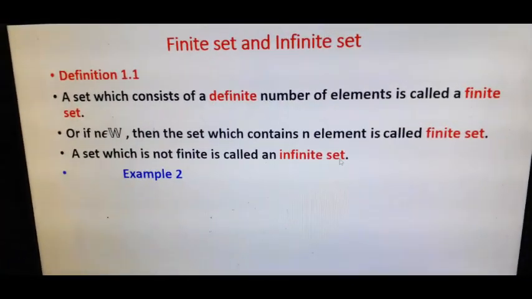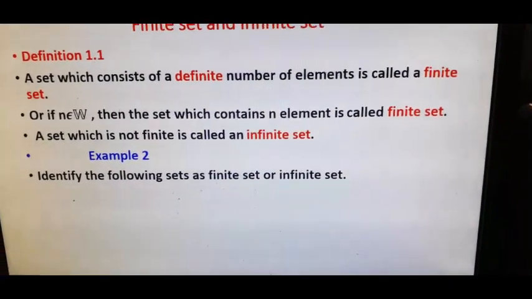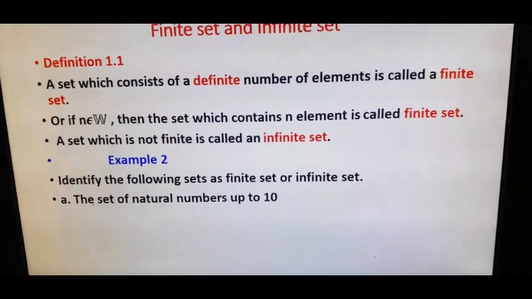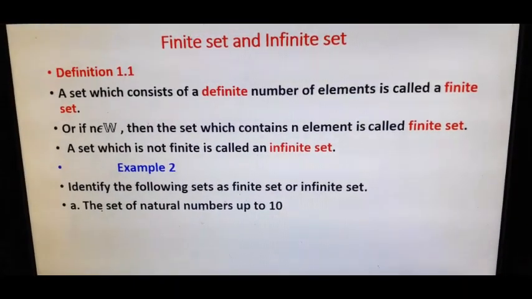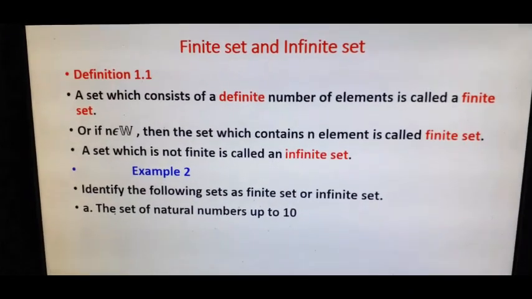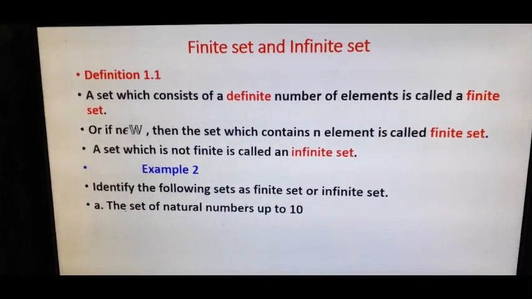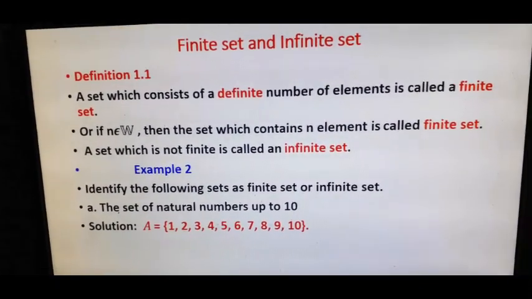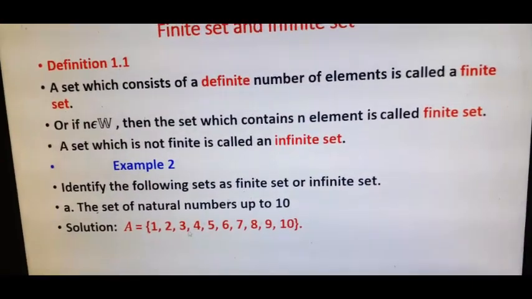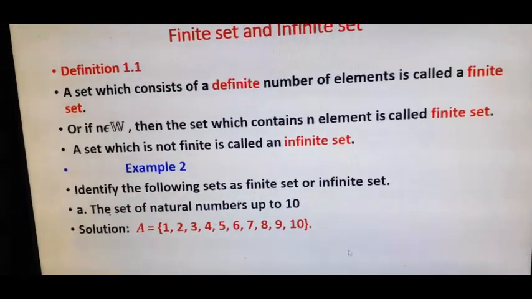Example: identify the following sets as finite set or infinite set. The set of natural numbers up to 10. This is finite because the number of elements of natural numbers up to 10 is known, because there are 10 in number. When we list them completely, A contains the elements 1, 2, 3, 4 up to 10.